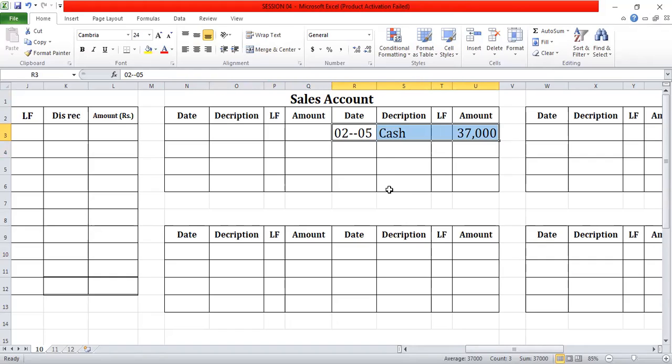Why is this account debited? Why is it credited? Right. So in the beginning it is a little bit complicated, but later you will understand the value of it.